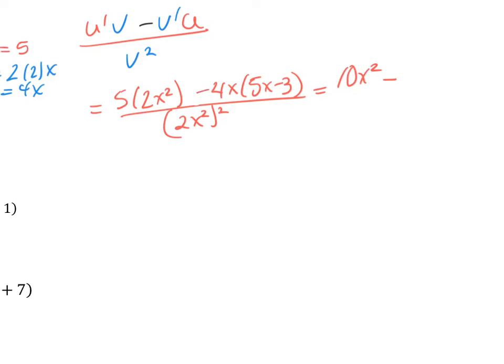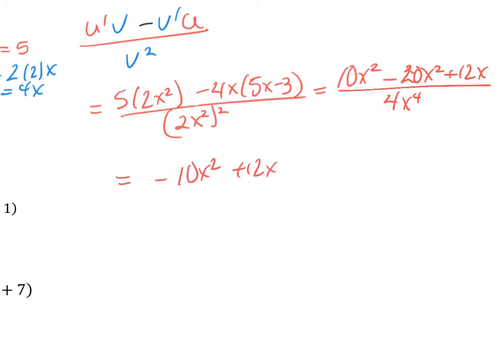Minus 20x squared plus 12x all over 4x to the 4th, negative 10x squared plus 12x all over 4x to the 4th. You do have to algebraically clean this up. That means you do need to factor out of the numerator both a 2 and an x. And so your final answer will be negative 5x plus 6 all over 2x to the 3rd. And that is your final answer.